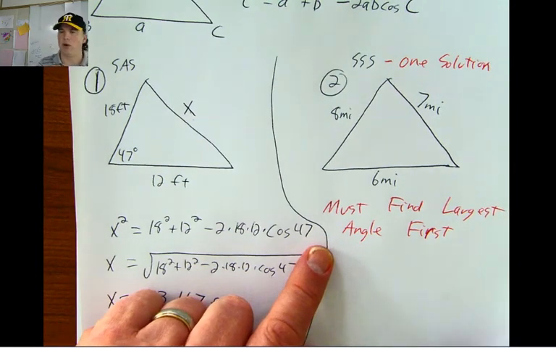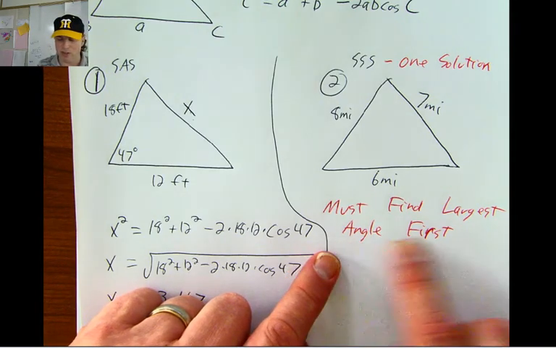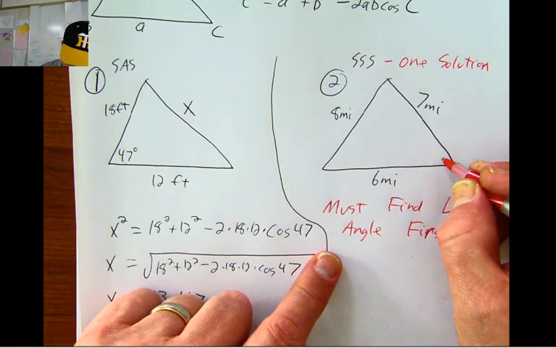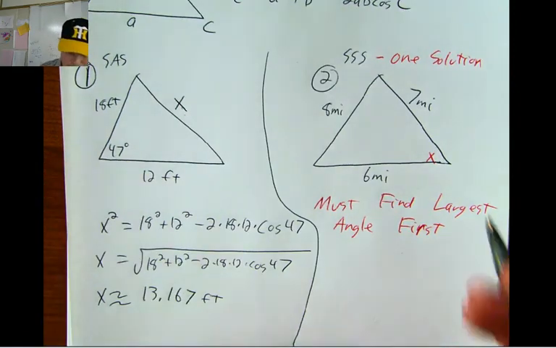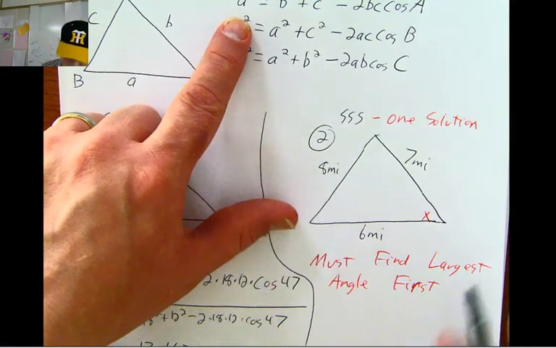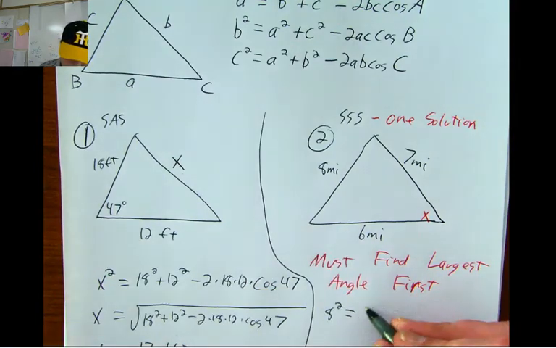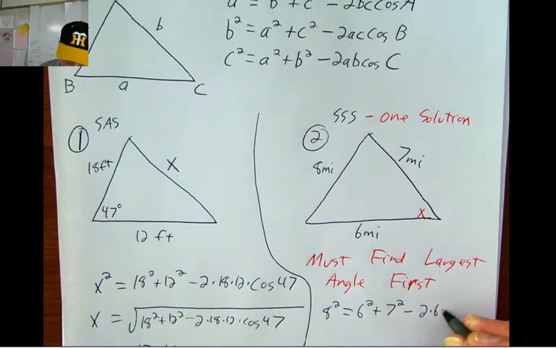But if you're just into the normal, just make sure you follow this lesson and you find the largest angle first. In this particular picture, that largest angle is this one, so I'm going to label this X. If I'm looking for this angle, the side opposite it is the 8, so that would be my A in this case. So 8 squared equals 6 squared plus 7 squared minus 2 times 6 times 7 times cosine X.